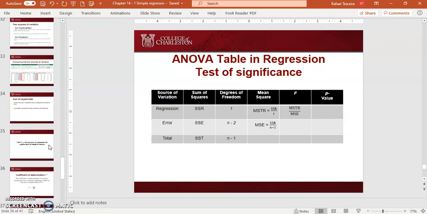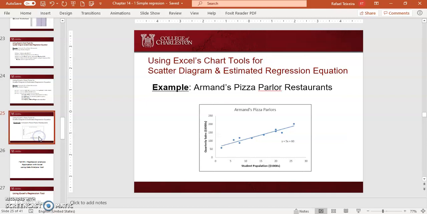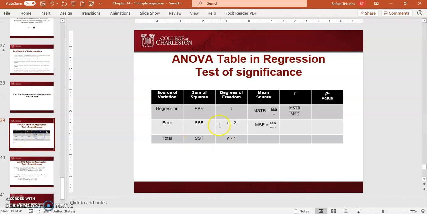For example, let me show you on the Armand's. Remember the restaurant problem, the Armand's pizza parlor problem. So this is our equation. This is our regression model. This is the regression model I'm talking about. The regression model is when you establish a relationship between a dependent variable y, in this case sales, as a function of another variable which is called independent variable in the model, and in this case is the student population. So this is our model. We are modeling the sales y, how much sales vary based on the student population. So this is what the regression is.